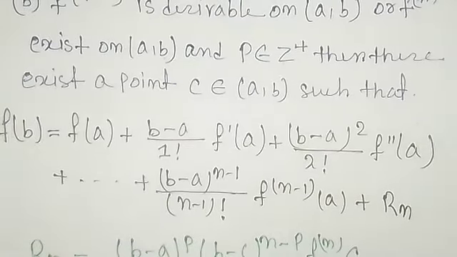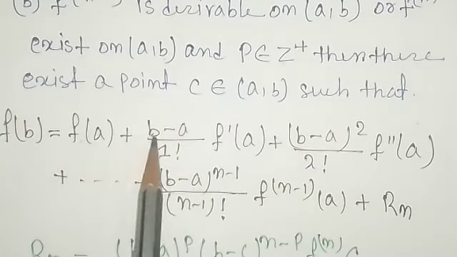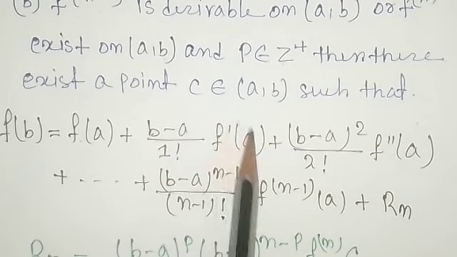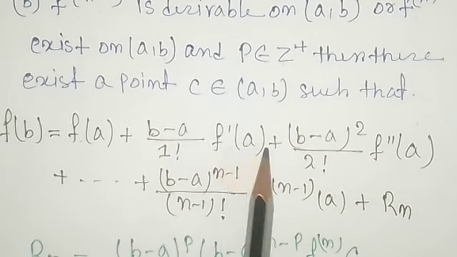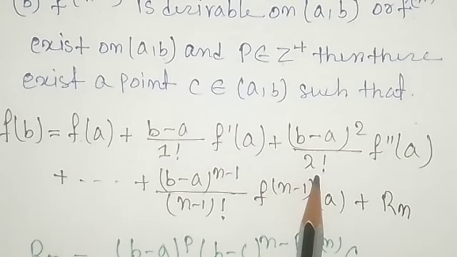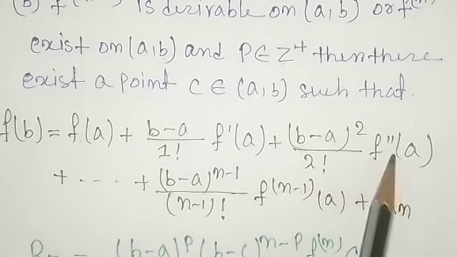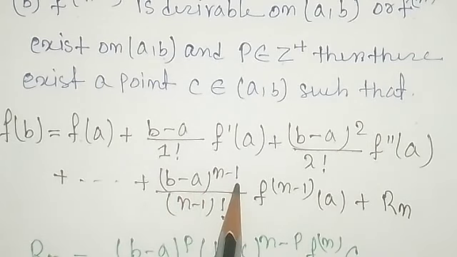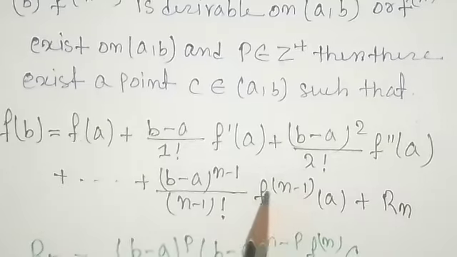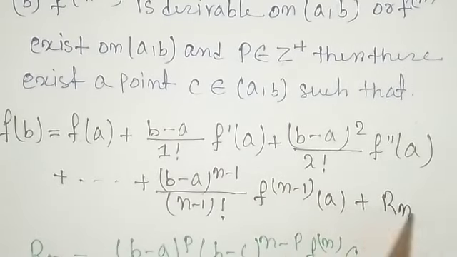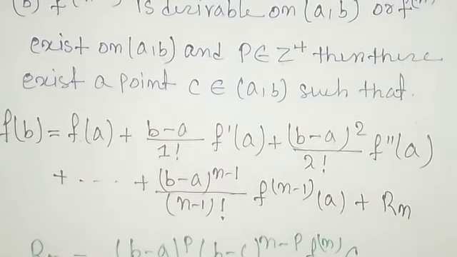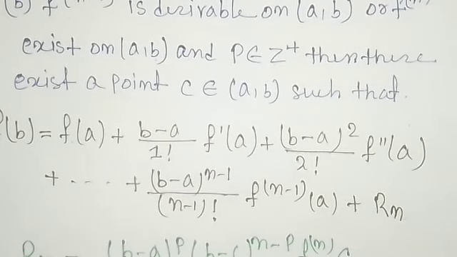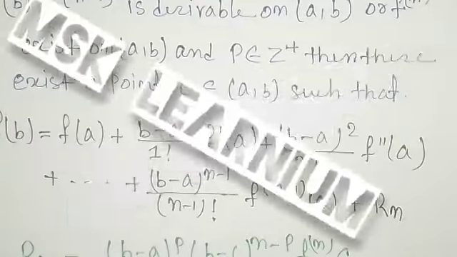We can say f of b is equal to f of a plus (b minus a) by 1 factorial of f dash of a, meaning the differentiation of f, plus (b minus a) whole square by 2 factorial f double dash of a, which is the double differentiation, plus so on, plus (b minus a) to the power n minus 1 by (n minus 1) factorial f to the power n minus 1 of a, plus Rn. Here n minus 1 tells you how many differentiations you have, that is, how many steps you have to take, either 2 terms or 3 terms.